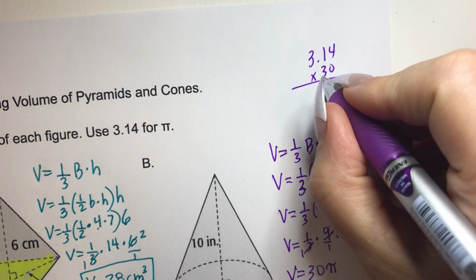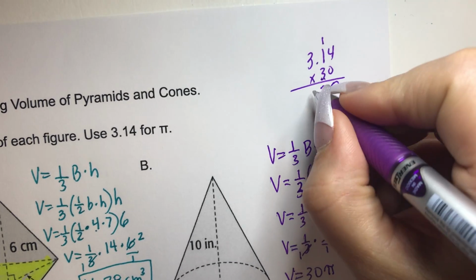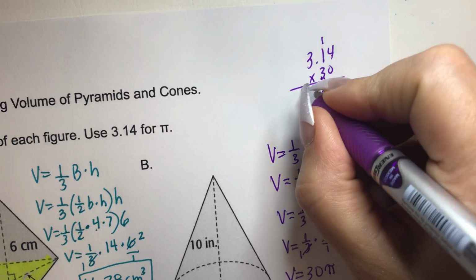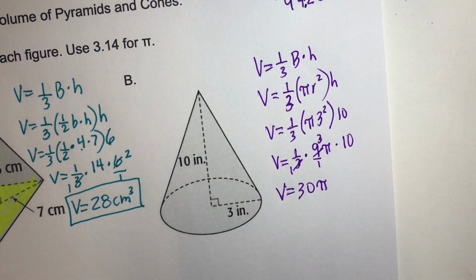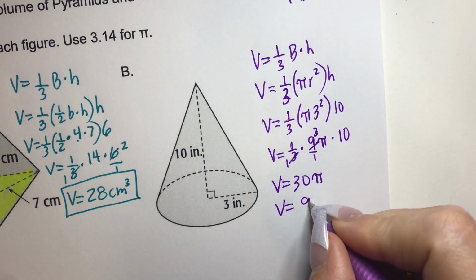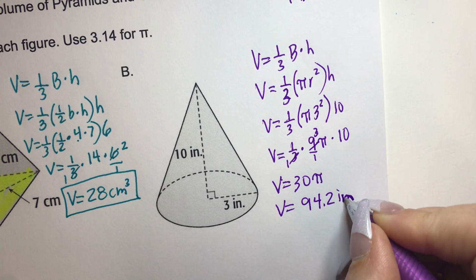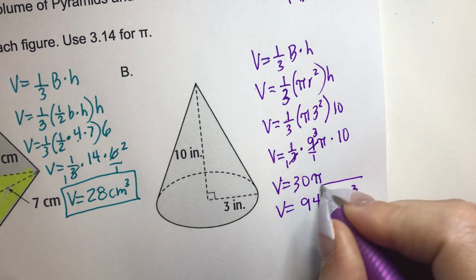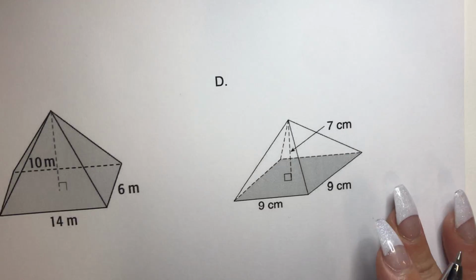Put the 0 here. 3 times 4 is 12. Write the 2, carry the 1. 3 times 1 is 3, plus 1 is 4. 3 times 3 is 9. There's 2 decimal places. So the volume is equal to 94.2 inches. Oh, that's not inches. That's inches cubed. All right, that is it for that one. Okay, let's go on to C.